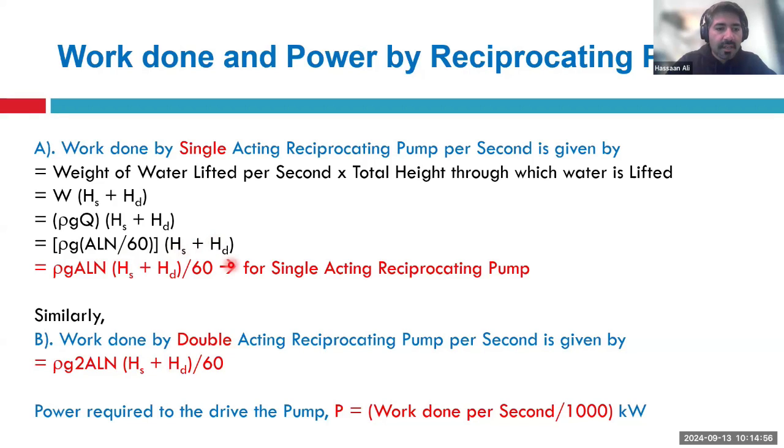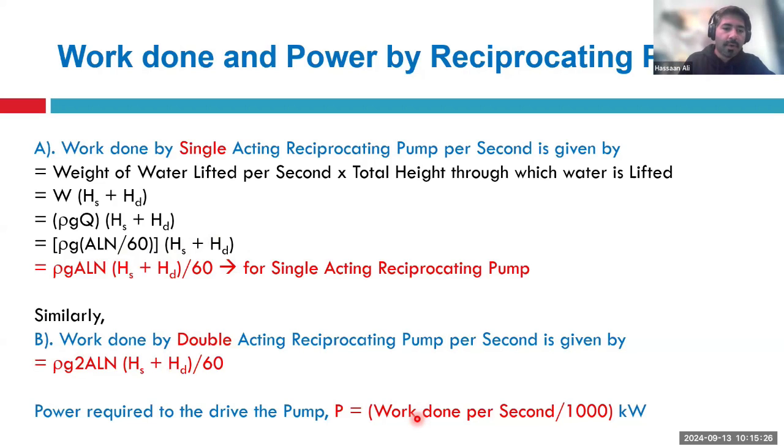And essentially that is the work done that is required, or the power that is required for a single acting reciprocating pump. Now multiply the whole thing with 2, and you will have your work done by the double acting reciprocating pump. The work done divided by 1000, you will get your power required to drive the pump in kilowatt hours. Very simple formula, just plug in the value.